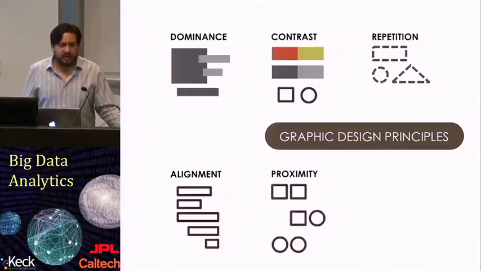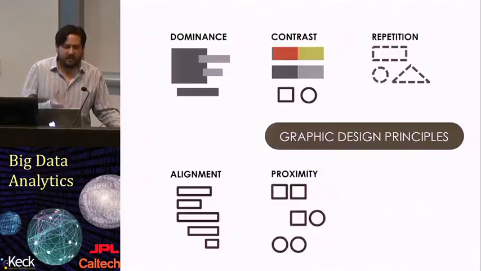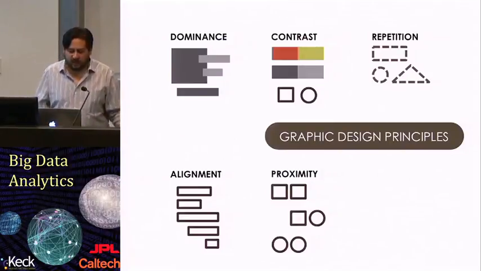The same is true of proximity. Things that are closer together, regardless of shape or color, can be seen as belonging together, as having some information that makes them common.